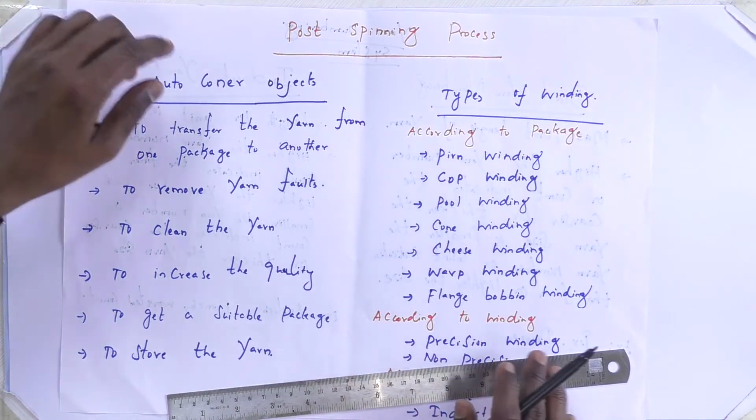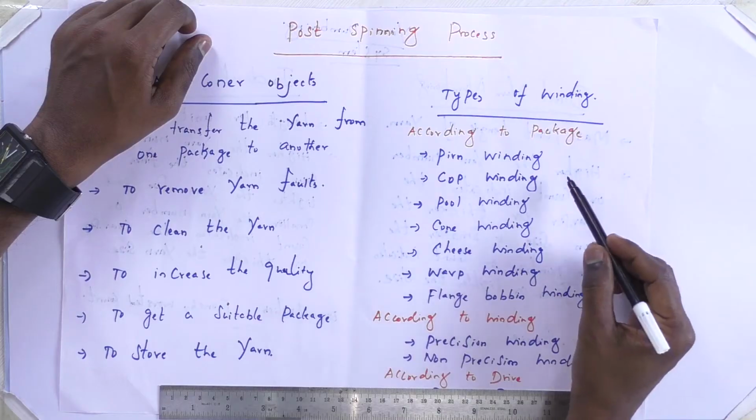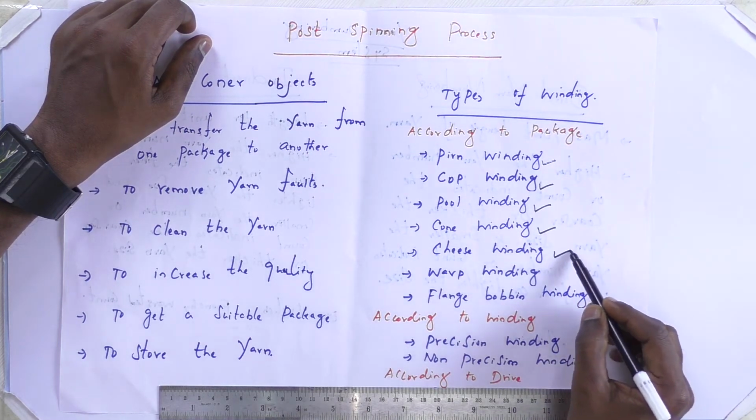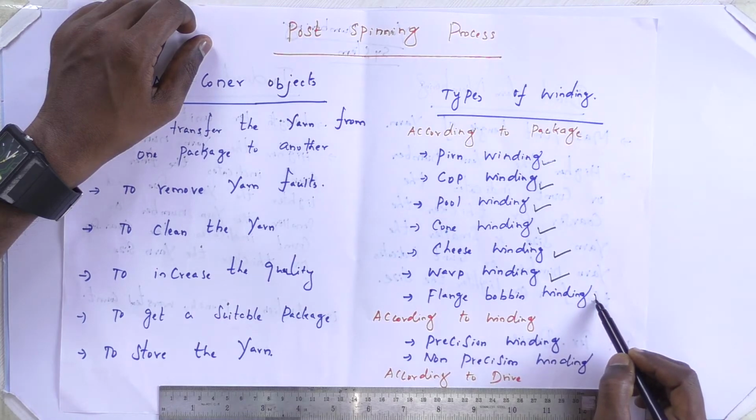There are n number of types of winding available. After the spinning process, we can convert the spinning cops into different packages. The first ones are pirn winding, cup winding, pull winding, cone winding, cheese winding, warp winding, flange bobbin winding. So our aim is to convert the yarn into a warp sheet, then sizing, then looming, that is the weaving process. So we convert the individual yarn into a warp sheet of yarns, then it will be used in the weaving machine for producing fabric. So for that purpose we are using n number of winding packages.